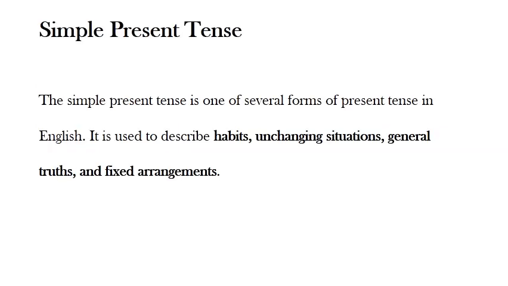Let us go through the definition of simple present tense. The simple present tense is one of several forms of present tense in English. It is used to describe habits, unchanging situations, general truths, and fixed arrangements.